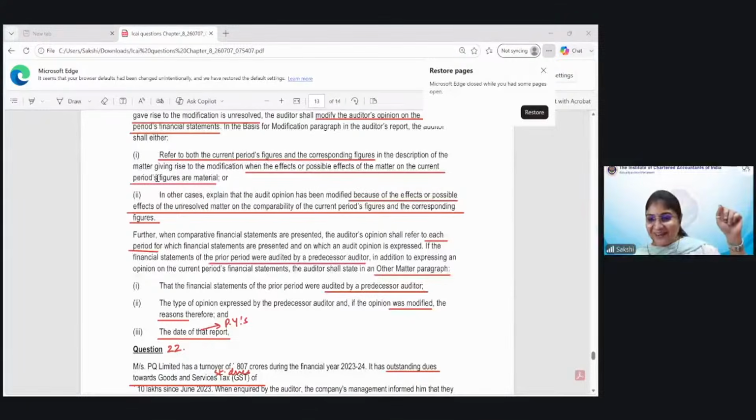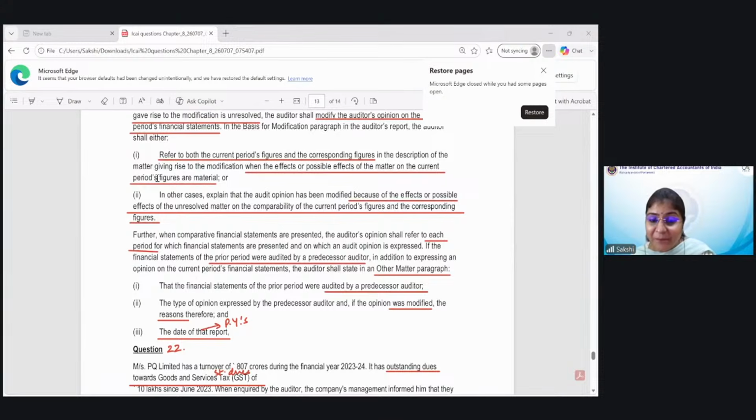See, last year debtors not corrected, the opening stock of the debtors will come out to be false. It will be materially misstated. Again, material misstatement recurring. Carry forward now. So again, modification. In the other case, explain that the audit opinion has been modified because of the possible effects of the unresolved matter on the comparability of the current period figure and the corresponding figure.